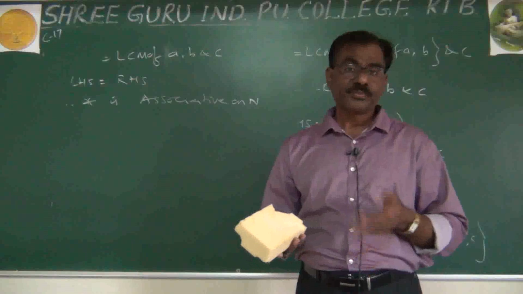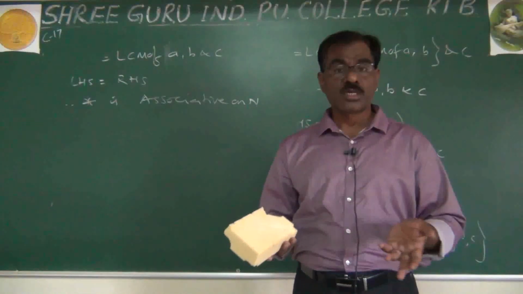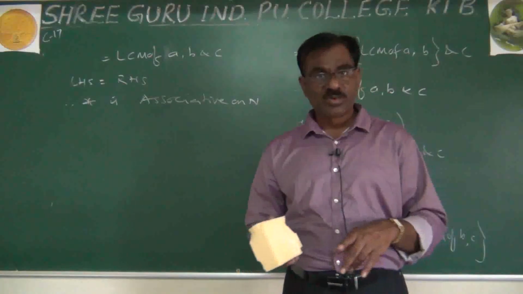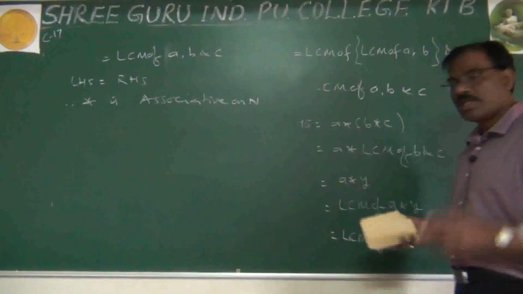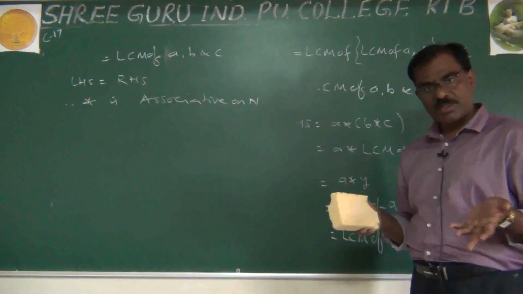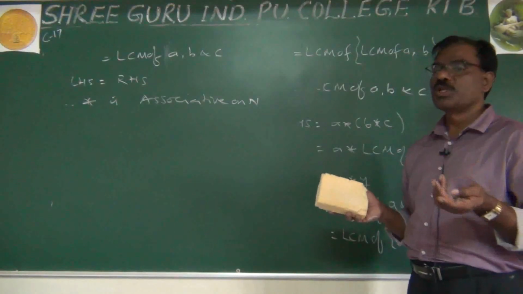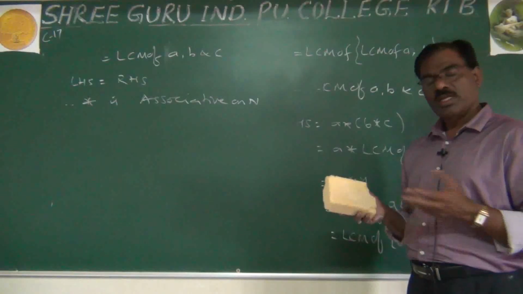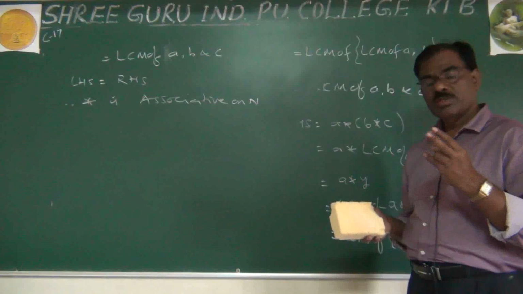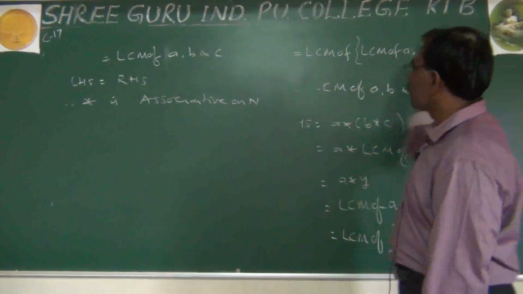Very simple. A star B is LCM of A and B. Even 2, 3, 3 will be the same. You take three numbers and check your own examples. Try whether you get the same or not. Better you should take 2, 3, 4. Any three numbers you should take. Definitely both sides of three numbers must be equal. Associative problem.